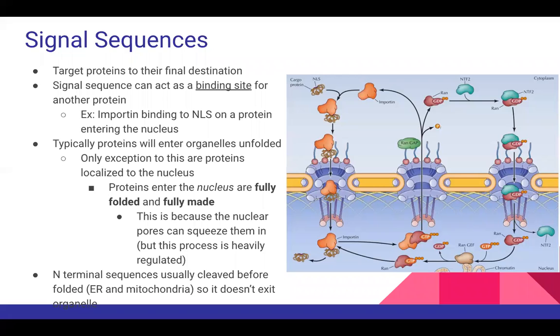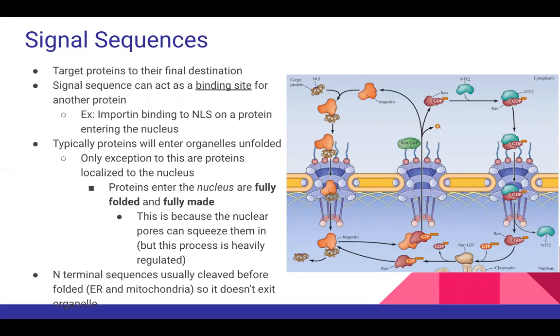This is because the nucleus has nuclear pores, and these are able to accommodate proteins that are entering, so they can expand and contract to let proteins in through the pores. So the proteins that are going into the nucleus are fully folded and fully made, so they'll squeeze through the nuclear pores, and that process is regulated.